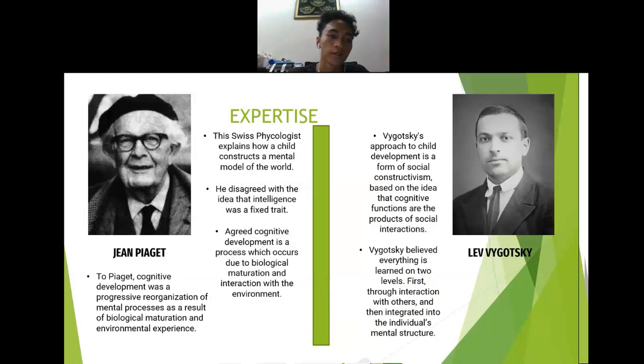The next one is the expertise. There are two experts, Jean Piaget and Lev Vygotsky. So we move on to Jean Piaget first. Jean Piaget is a Swiss psychologist that explains how a child constructs a mental model of the world. He disagreed with the idea that intelligence was a fixed trait. So he disagreed that intelligence comes from our parents.